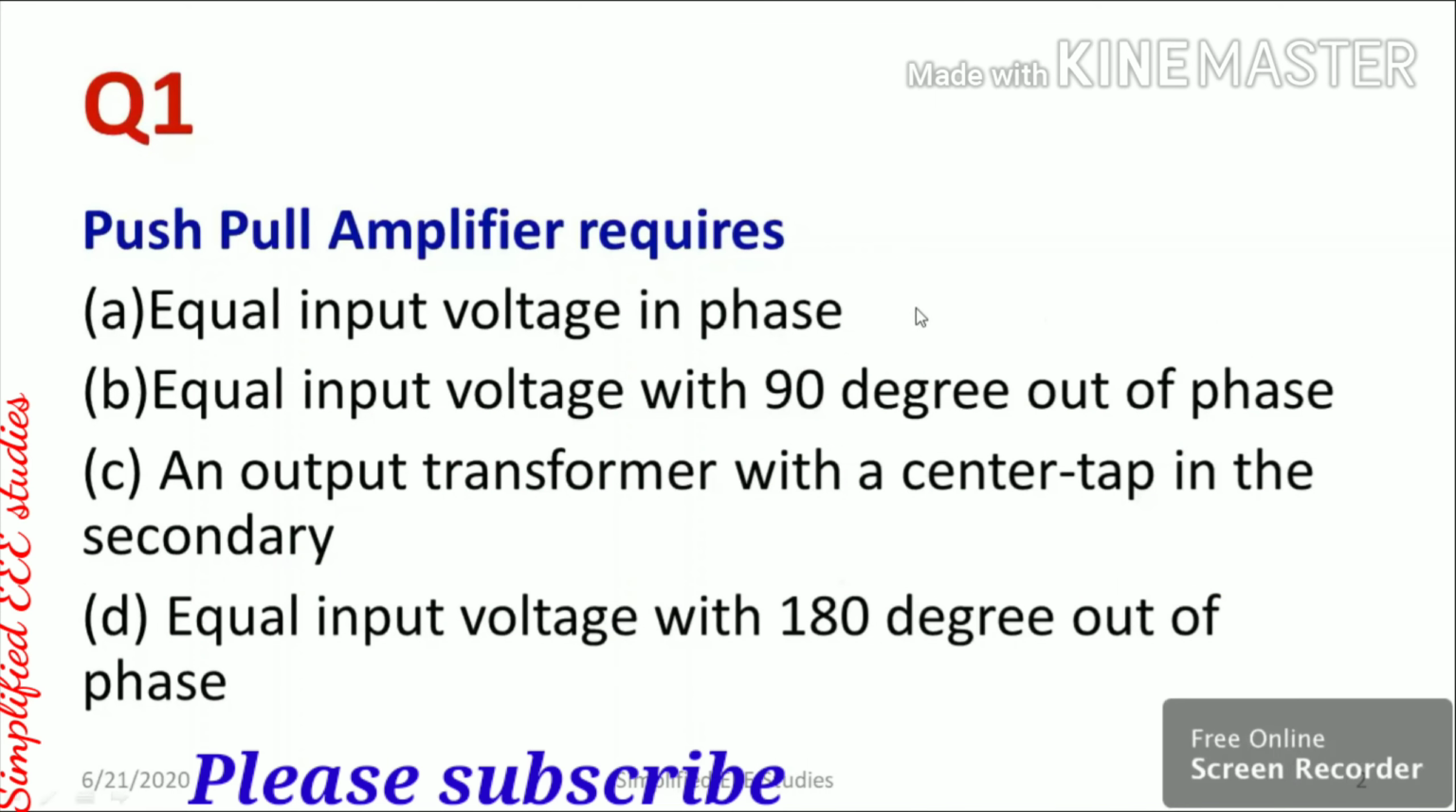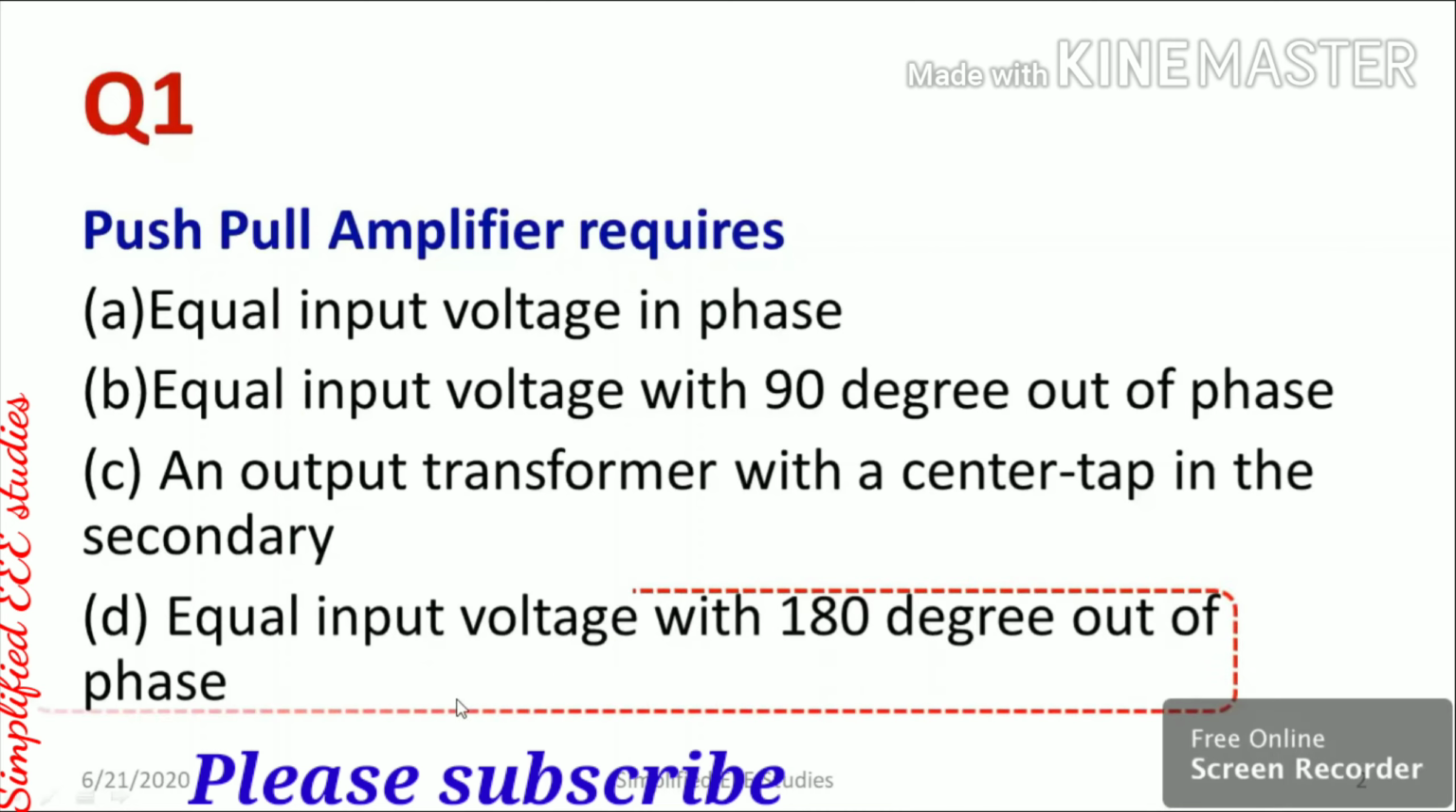Push-pull amplifier requires: option A, equal input voltages in phase; option B, equal input voltage with 90° out of phase; option C, an output transformer with a center tap in the secondary; and option D, equal input voltage with 180° out of phase. Option D is the right answer concerning push-pull amplifier.